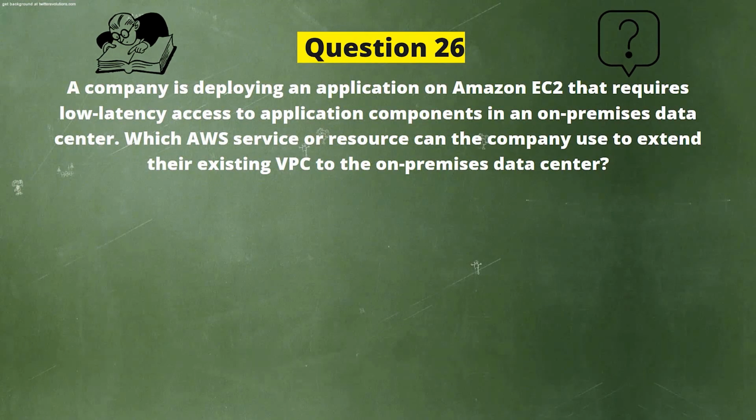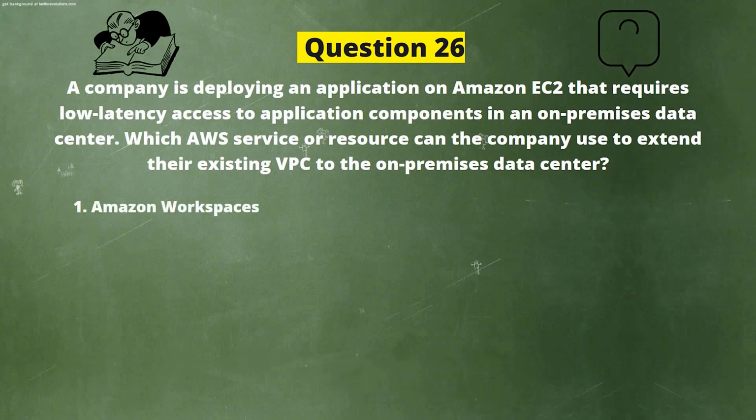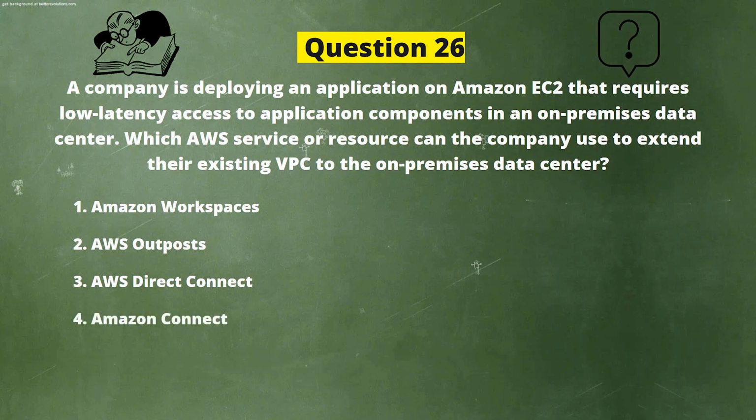Next question. A company is deploying an application on Amazon EC2 that requires low latency access to application components in an on-premises data center. Which AWS service or resource can the company use to extend their existing VPC to the on-premises data center? And the options are: Option 1. Amazon Workspaces. Option 2. AWS Outposts. Option 3. AWS Direct Connect. Option 4. Amazon Connect. And the correct answer is Option 2.